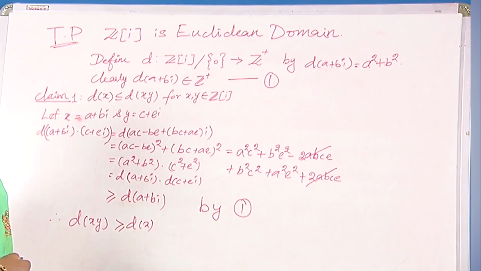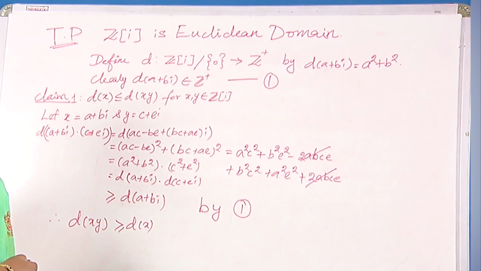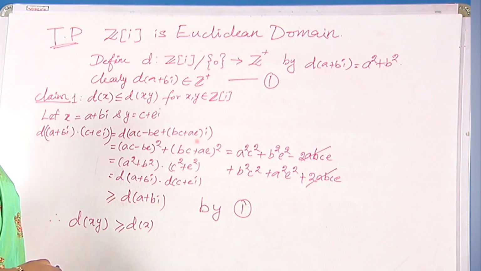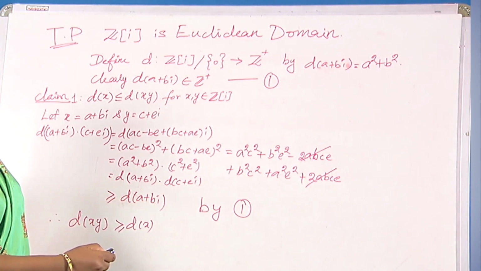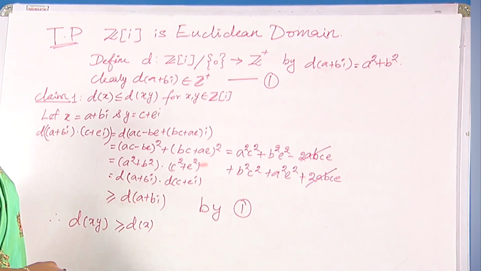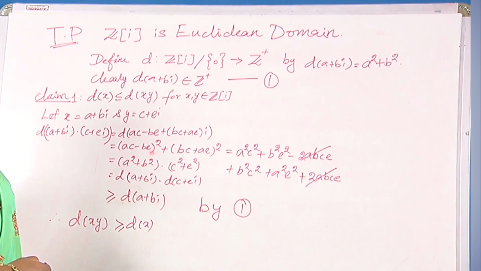Let us take x to be A plus Bi and y to be C plus Ei. Now, when we find d of (A plus Bi)(C plus Ei), it becomes the product. So, the product will become d of (AC minus BE) plus (BC plus AE) times i. Now, this is of this format. We have already known that when it is of the format A plus iB, it becomes A squared plus B squared. So, here it is AC minus BE plus i times BC plus AE. So, it becomes (AC minus BE) the whole squared plus (BC plus AE) the whole squared.